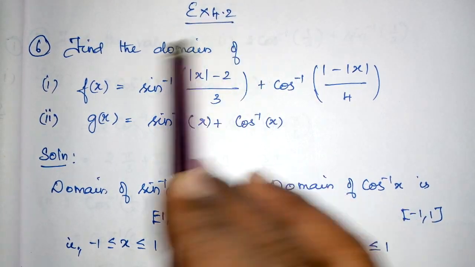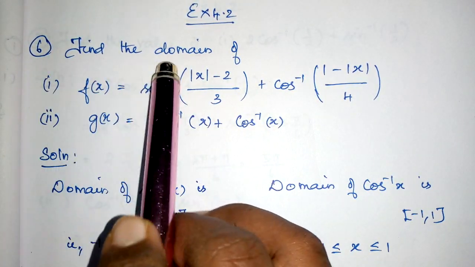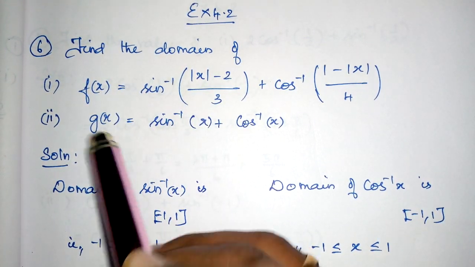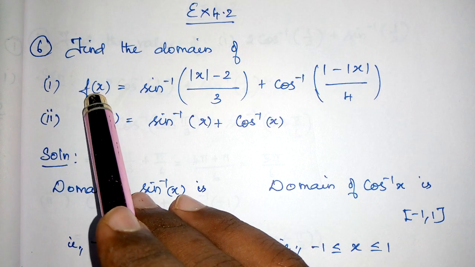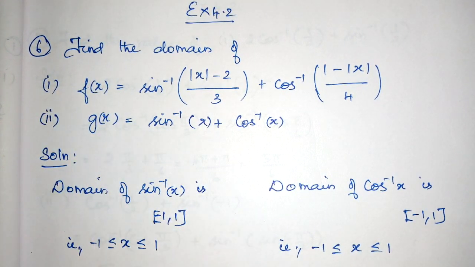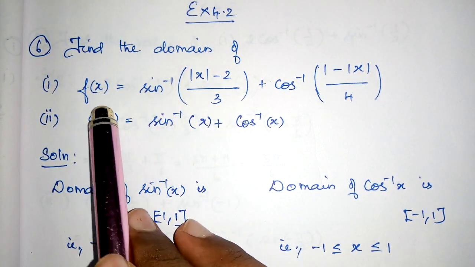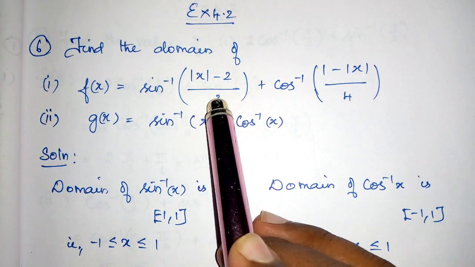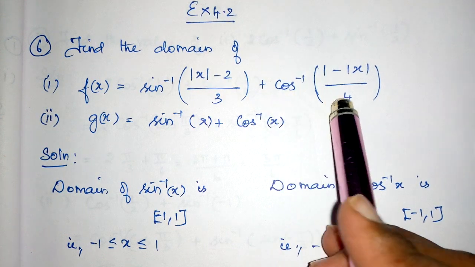Exercise 4.2, question number 6. Find the domain of f of x and g of x. Now we'll find f of x first, the subdivision 1. Now you see in the subdivision 1 we have two functions, sine inverse function and cos inverse function.